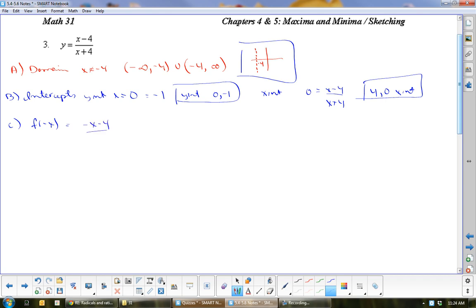Okay, symmetry, C. So if I put in f of -x, I get -x minus 4 over -x plus 4. If I took a negative out of the top, that would be -(x plus 4) over -x plus 4. I am not going to get it to look like the initial equation at all, so no symmetry.